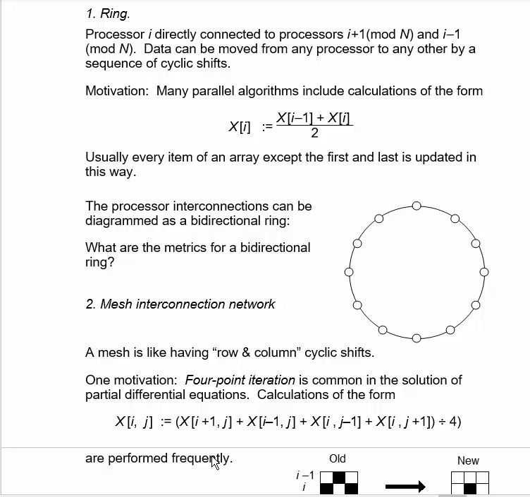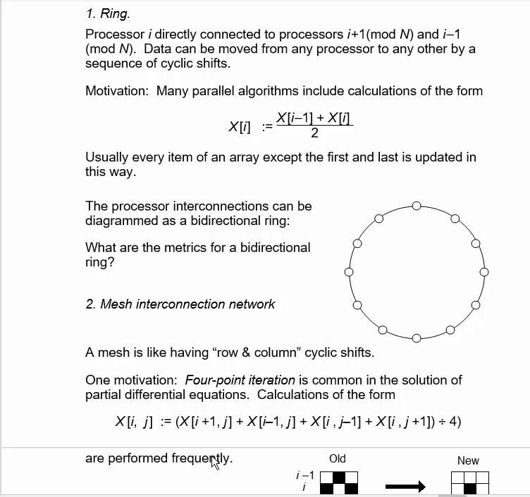Ring is very simple. Each processor, or each node, let's say, is connected to adjacent nodes, i plus 1 mod n and i minus 1 mod n. You can get data from anywhere to anywhere else in the network by a sequence of cyclic shifts, meaning end-around shifts where the last processor or last node's data gets routed to the first processor or first node.